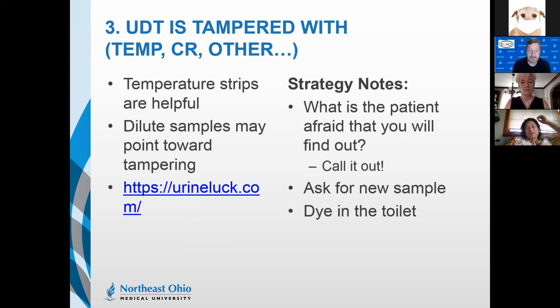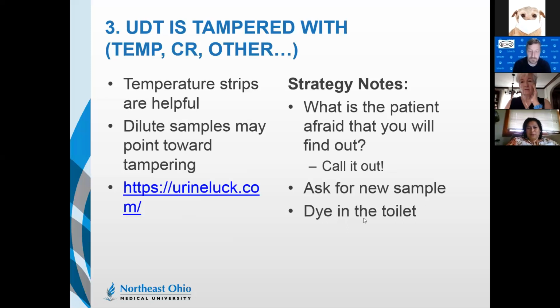So I will usually call the patient out on it. It's like, man, you're going through lots and lots of hoops to try to trick me. What is it that you're afraid I will find out? Why don't you just tell me what it is that you're afraid I'll find out, instead of going through all these hoops? Usually the patient will back down after that. You always have the right to ask for a new sample. So yes, the urine you gave me is like ice cold. Can you maybe give me a fresh sample right now?